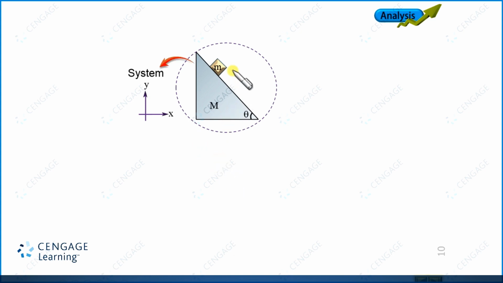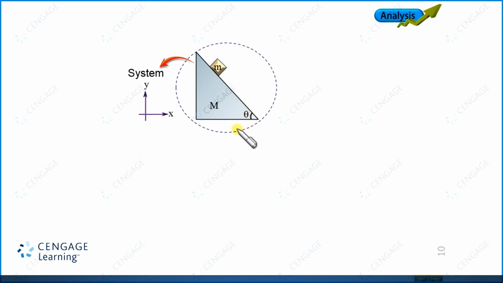Okay, now in this system, what is happening? Capital M is at rest. That means capital M is not having any acceleration in the horizontal direction as well as in the vertical direction. But small m is sliding along this inclined surface. Okay. And now observe the external forces acting on the system.